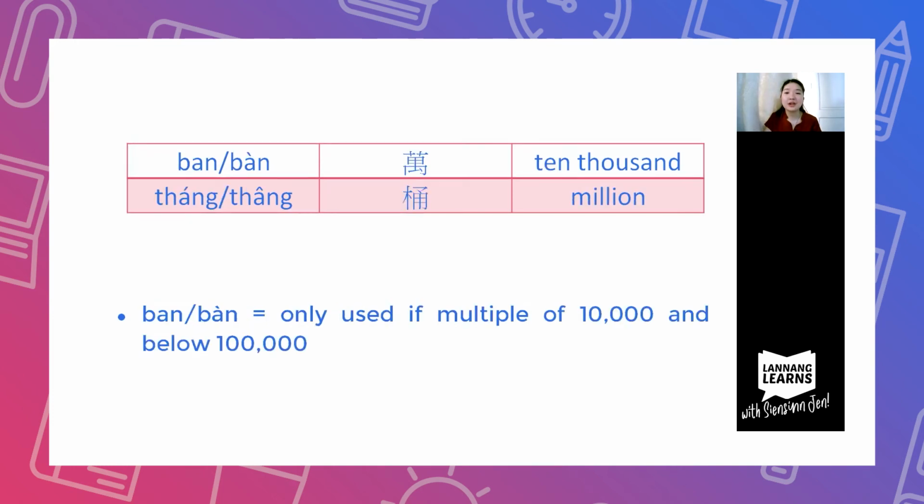Then if we are already talking about the 10,000s, we now use the word ban. So if we want to say 10,000, that's si ban. 20,000 is nung ban. 30,000 is sa ban, si ban, go ban, lak ban, chit ban, we ban, and cow ban. And if we're talking about millions, we use the word tang.